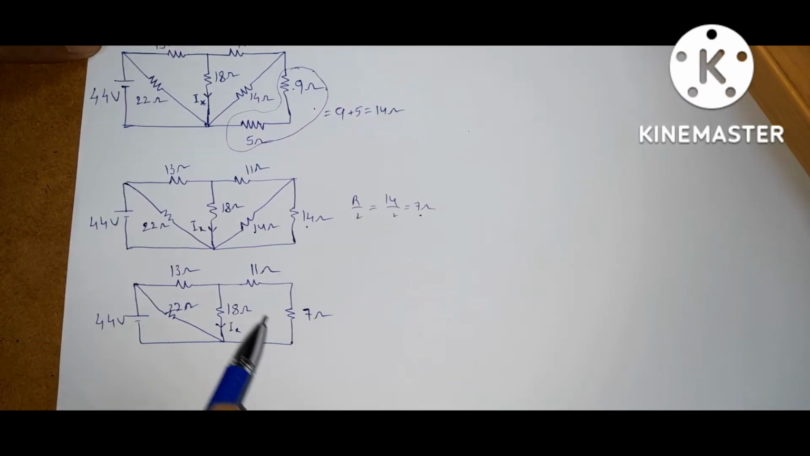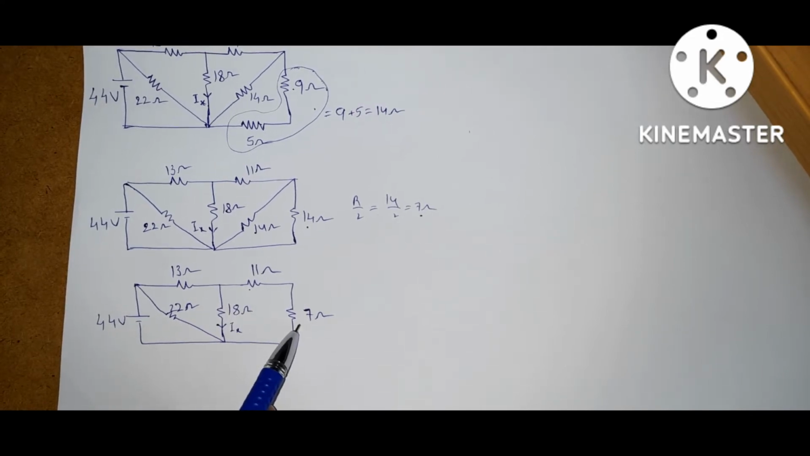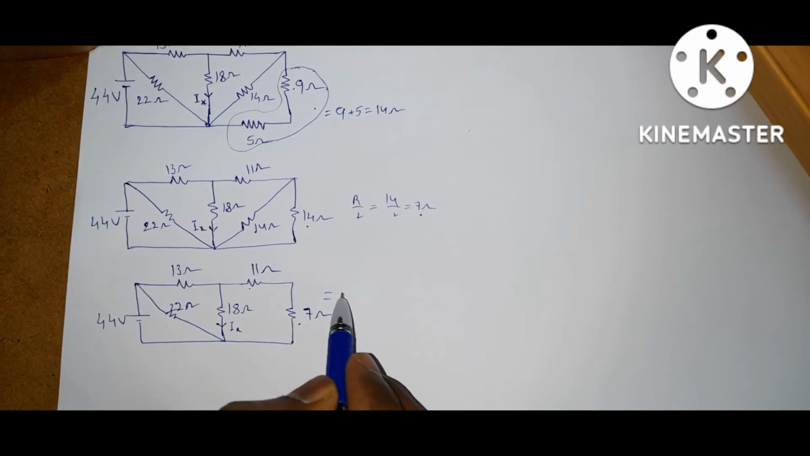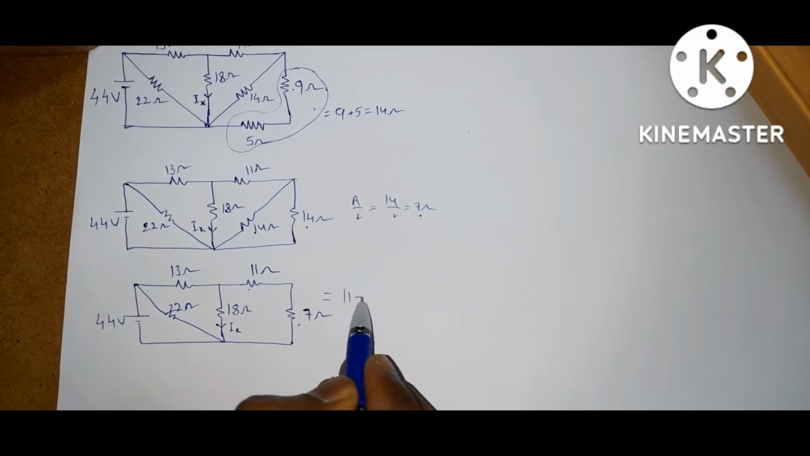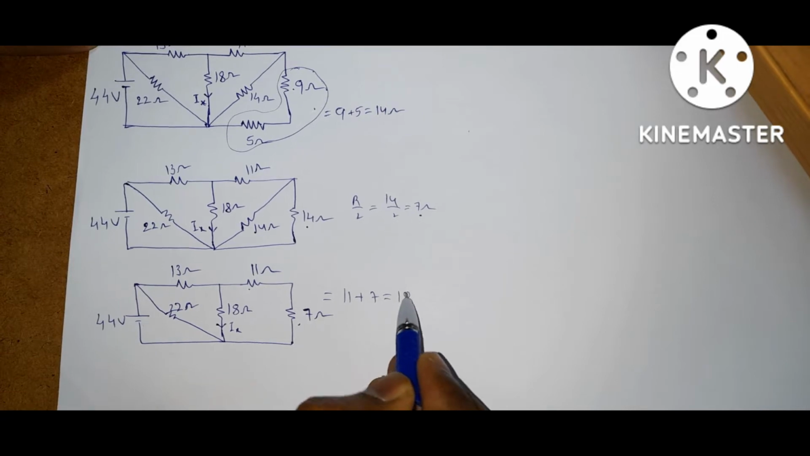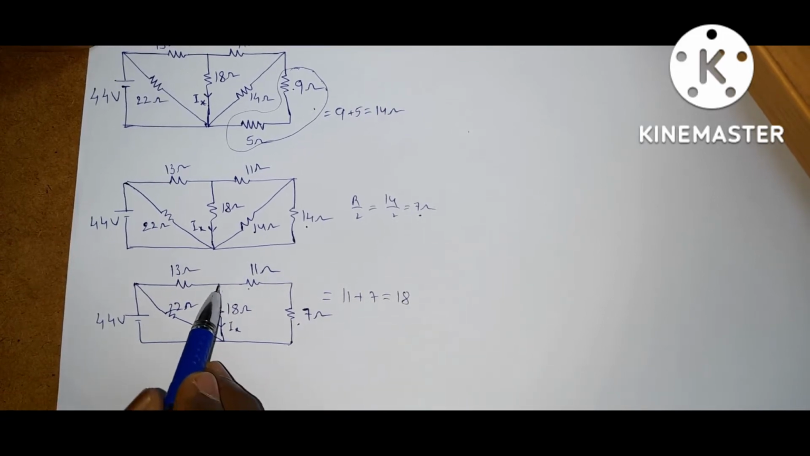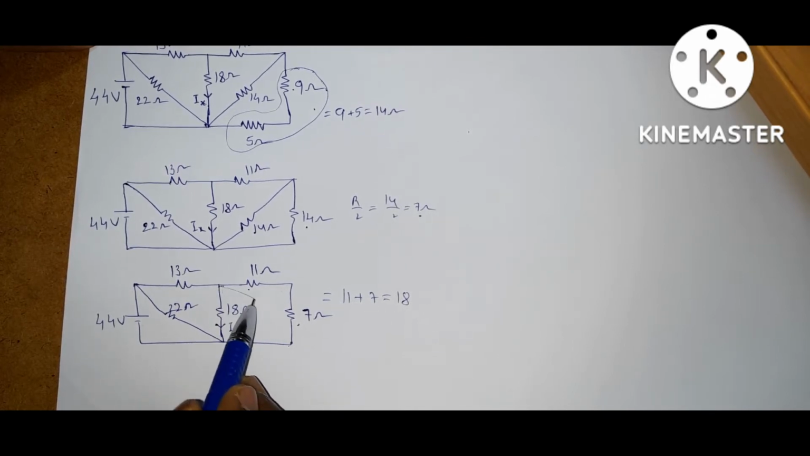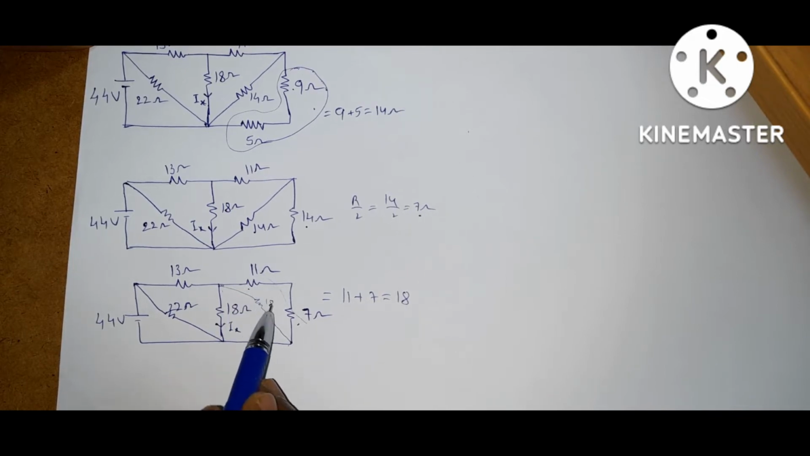Now if you observe here, this 11 ohm resistor and 7 ohm resistor are connected in series. If two resistors are connected in series, what is the equivalent? Summation of the two resistors. 11 plus 7, you will get 18. Again, this combination and this 18 ohm resistor are connected in parallel. So this is 18 ohms, and the equivalent is 18 ohms. So 18 ohms and 18 ohms are connected in parallel.